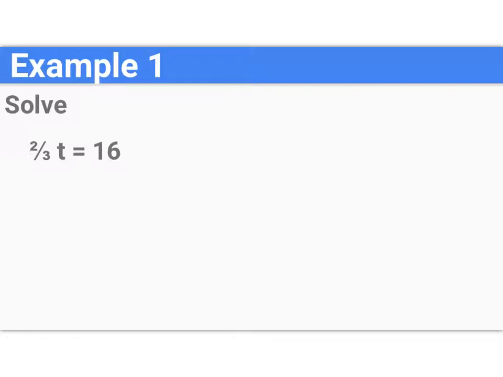So I'm going to rewrite these. 2/3 t equals 16, or 2t over 3 equals 16. The same thing. Let me explain why they're the same thing. Because you have 2/3 times t. We know that we can always put t over 1, and so you have 2t over 3. So you have 2/3 of t, or 2t over 3. It's the same thing.